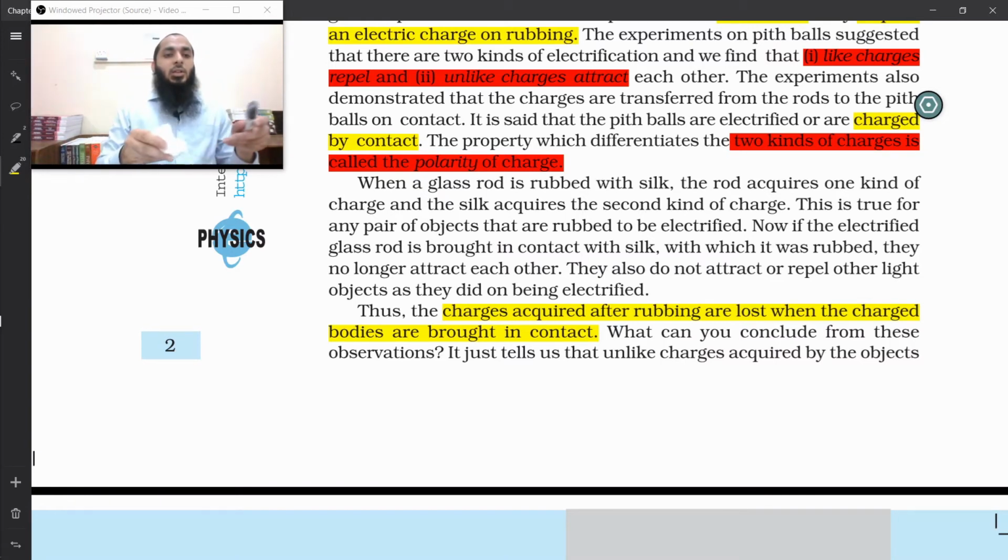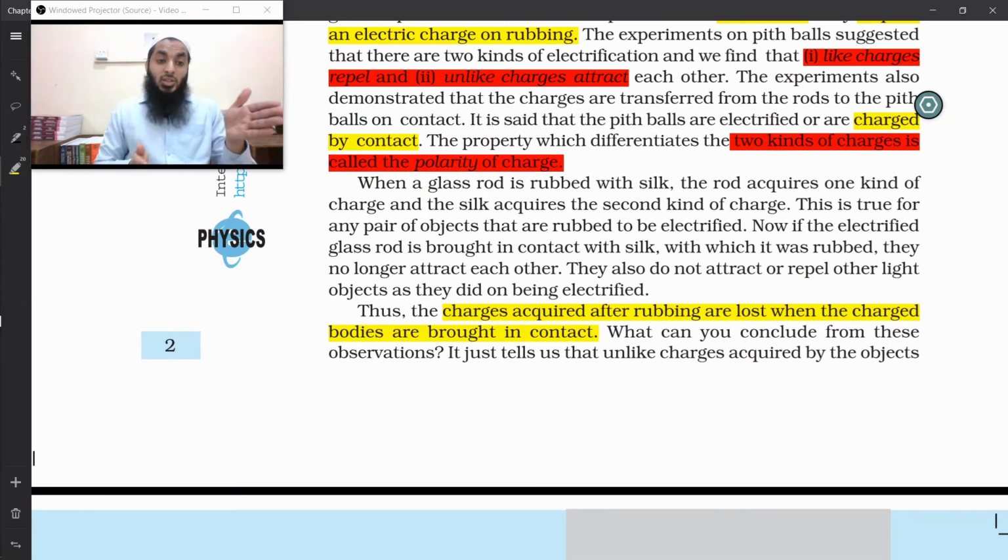Let's say this is the glass rod and you are rubbing it with the silk. So what will happen? The electron from this glass rod will jump to the silk. So this is the police ship and this is the pirate ship. So the captive has been taken by the pirate ship. Okay, but now the police ship chases it and gets the captive back. When it comes into contact, what will happen? They'll take away the captive back. So that's what is happening here.